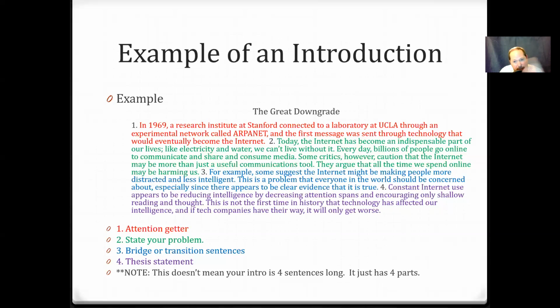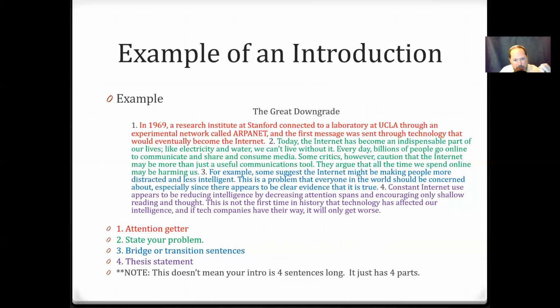Now, you want to transition to your specific argument, which is far more specific than that it may be harming us generally. So you say, for example, some suggest the internet might be making people more distracted and less intelligent. This is a problem that everyone in the world should be concerned about, especially since there appears to be clear evidence that it is true. So you make it clear what your specific debate is, and you indicate which way you're leaning, and it leads right into your thesis statement.